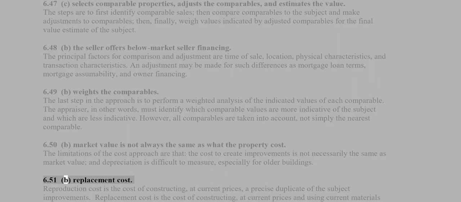6.51 b. Replacement cost. Reproduction cost is the cost of constructing, at current prices, a precise duplicate of the subject improvements. Replacement cost is the cost of constructing, at current prices and using current materials and methods, a functional equivalent of the subject improvements.